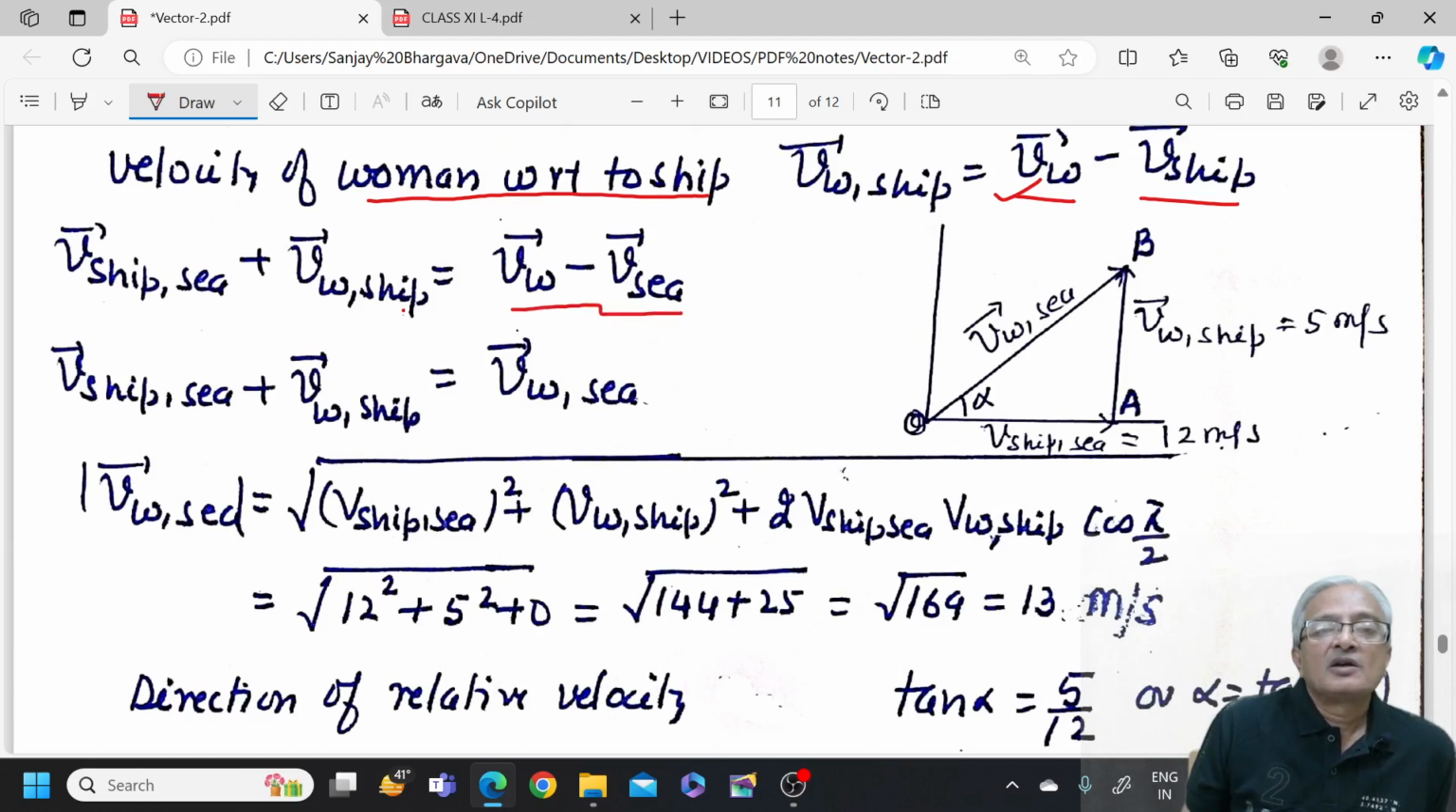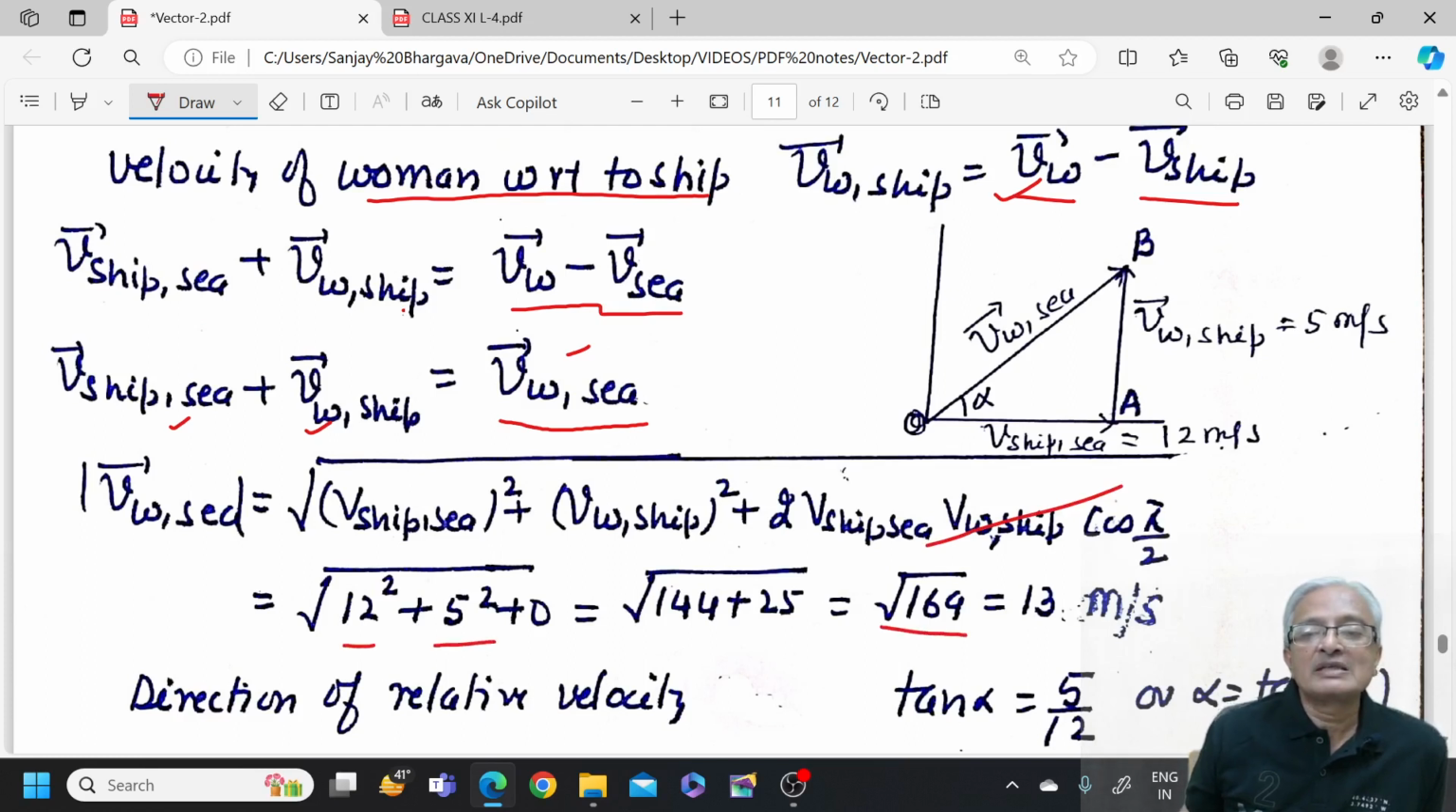That is the velocity of woman with respect to C. I need to calculate this. So this would be under root of a square plus b square plus 2ab cos theta, and the angle is 90. So cos 90 would be 0. Under root of 12 square plus 5 square, that is under root 169, 13 meter per second.